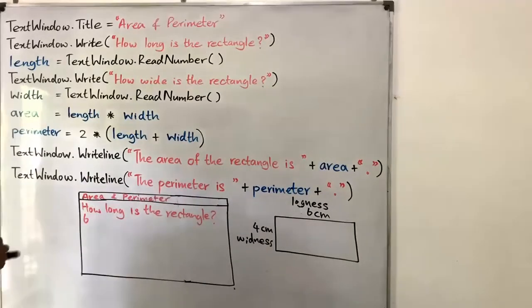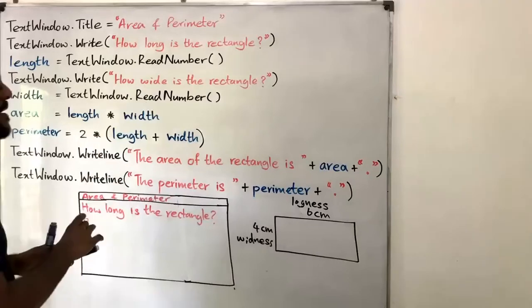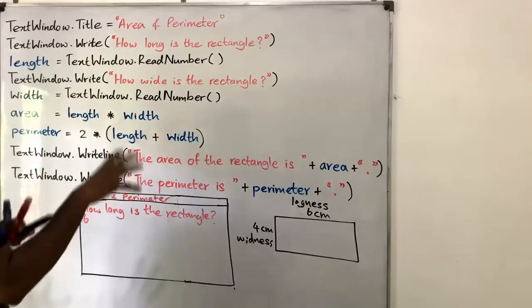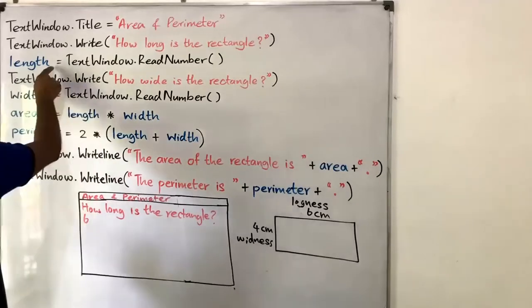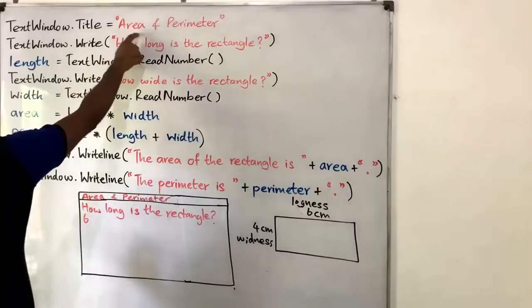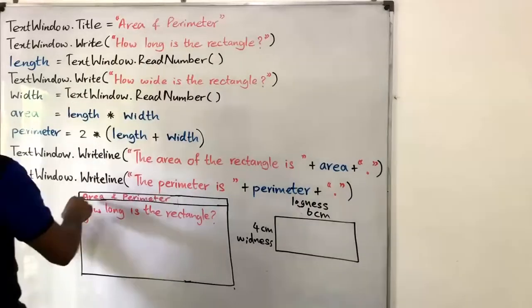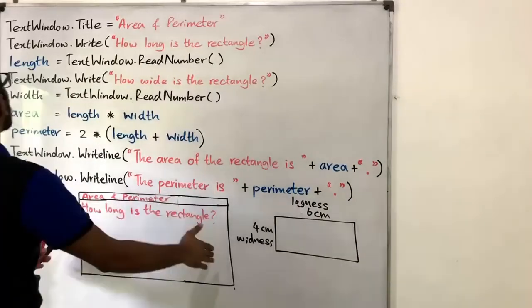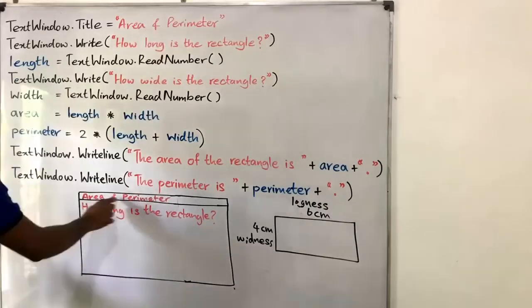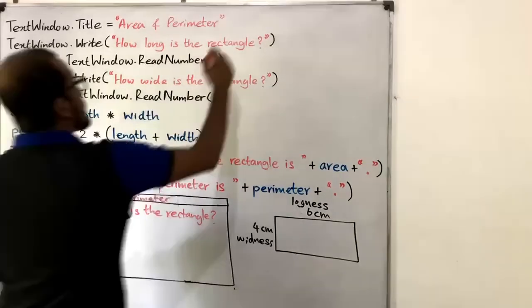So behind the scene, what happens? We can understand that from the third line. Okay, now in the first line, what happened? The title of the text window object was set to area and parameter. Okay, so it's done. This part is completed.